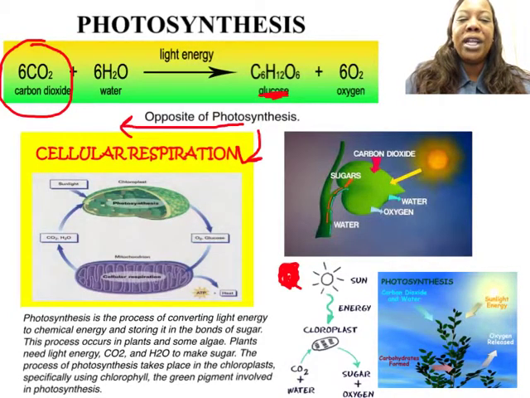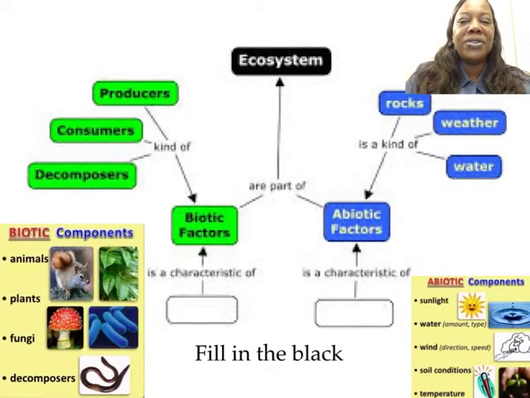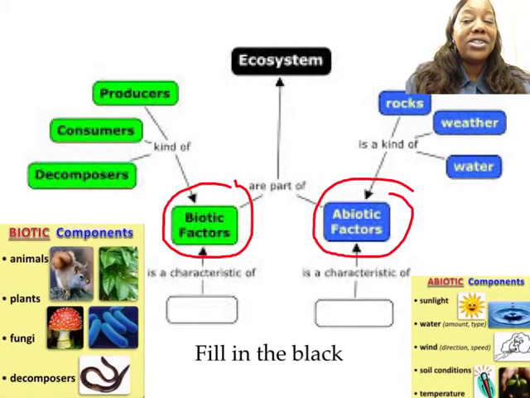As we move along, we're going to look at the factors that contribute to the process of photosynthesis, the living as well as the non-living things that interact in order for photosynthesis to occur. Within an ecosystem, you have living factors, those things that are alive, such as animals, plants, fungi, and decomposers. And we have abiotic factors, those things that are not alive, such as your water, your sunlight, the wind, soil, as well as temperature. All play a factor in the process of cellular respiration as well as photosynthesis occurring.